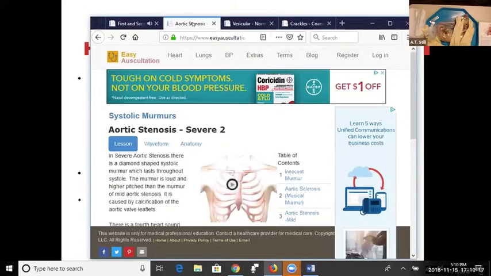So that was the normal heart sound. And if we go to an example of a murmur, this is an example of aortic stenosis.